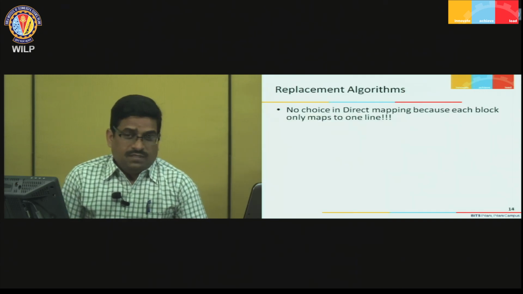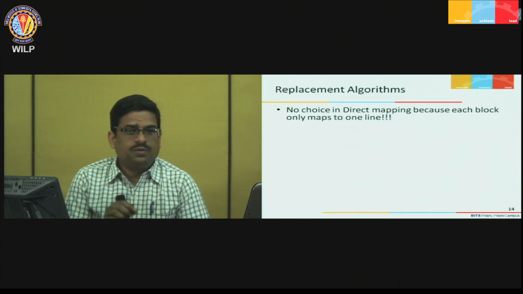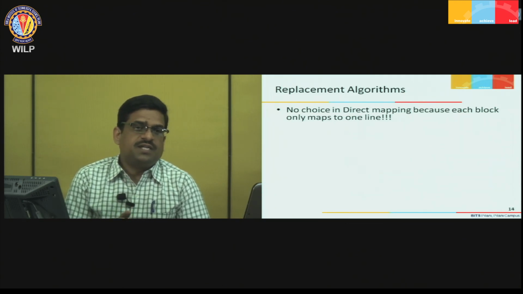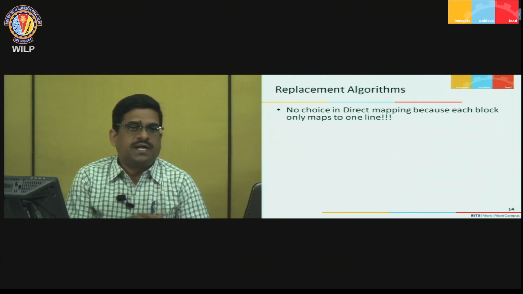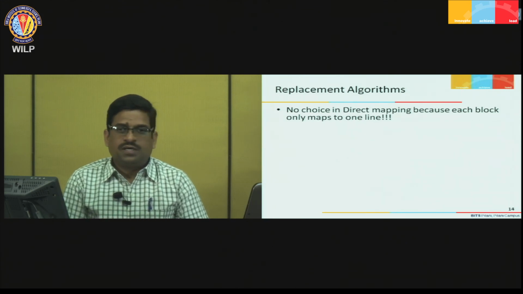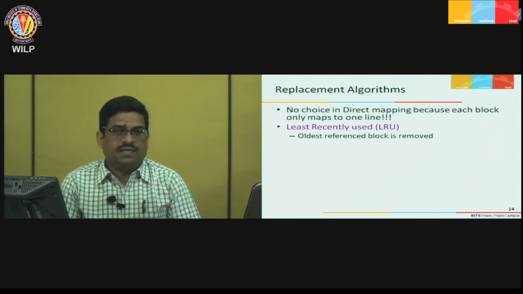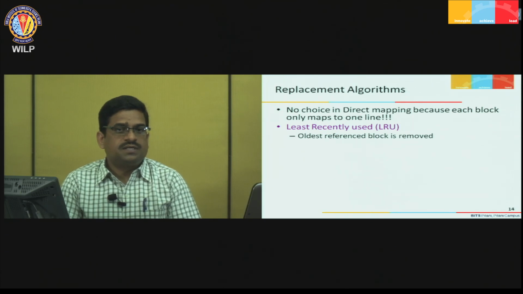In case of the direct mapping, no replacement algorithm is applicable, because here the mapping from main memory block to the cache line is fixed. So, you do not have any choice. The new block is mapped to some particular line. If this line is empty, then you can put it directly, but if this line is not empty, you have to remove the existing contents. Remove means you can overwrite the contents. You do not have any other choice, irrespective of whether other lines are free. So, as far as direct mapping is concerned, no replacement is applicable, but for set associative and the fully associative, these replacement algorithms are applicable.